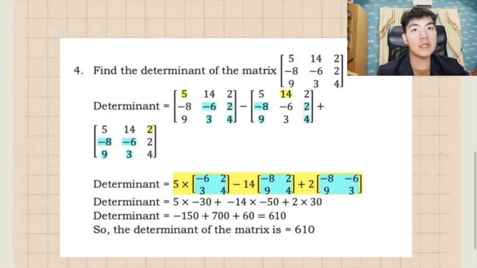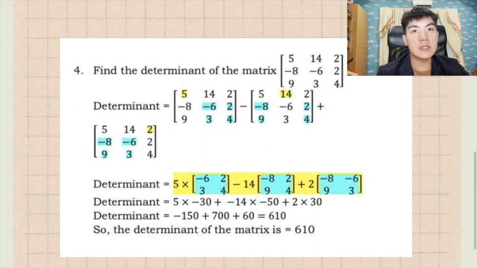Number 4. Find the determinant of the matrix of the order 3 times 3, which are 5, 14, 2, negative 8, negative 6, 2, 9, 3, and 4. The determinant equals 5, 14, 2, negative 8, negative 6, 2, 9, 3, 4, minus 5, 14, 2, minus 8, minus 6, 2, 9, 3, 4, plus 5, 14, 2, negative 8, negative 6, 2, 9, 3, 4.